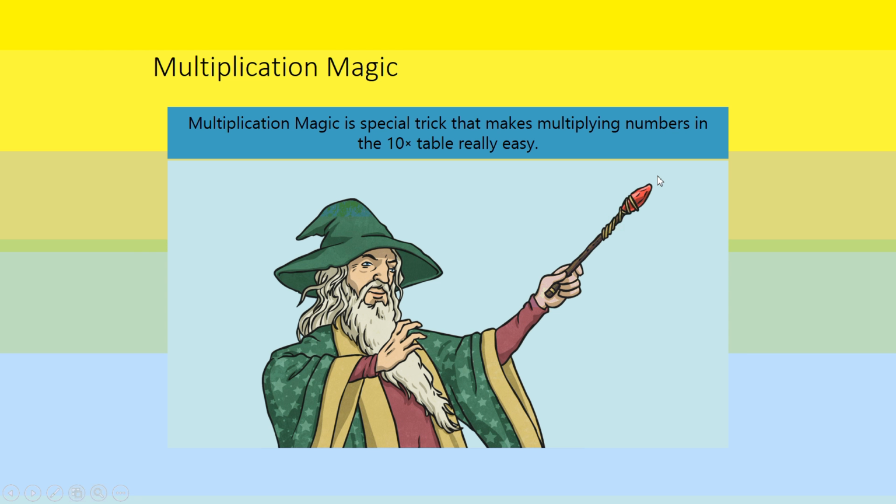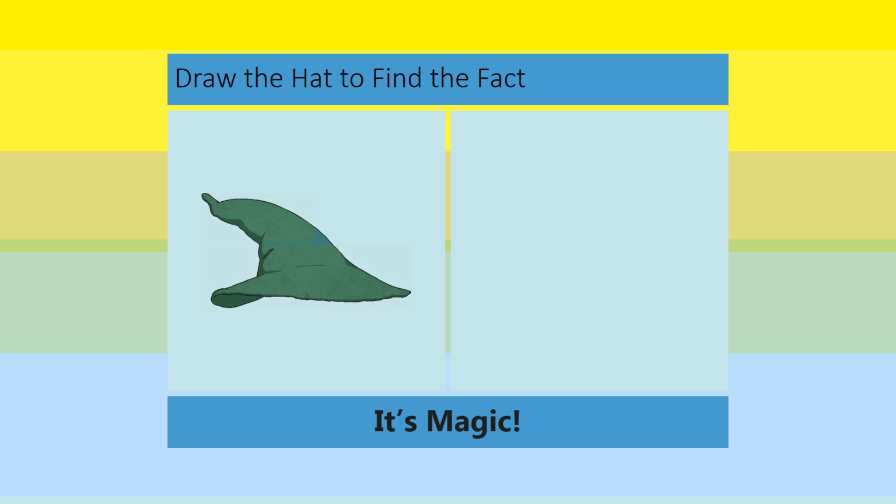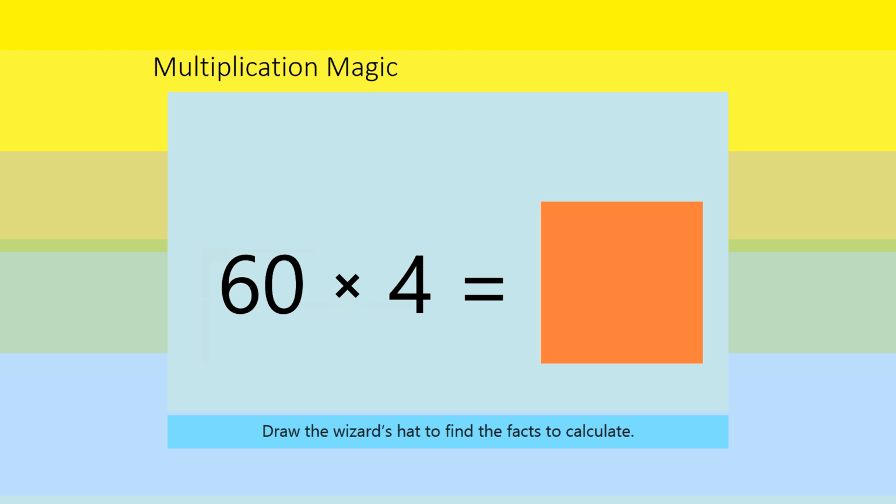Okay, let's carry on with our lesson now. We're going to be thinking about multiplication magic. Now I'm going to show you a special trick that makes multiplying numbers in the 10 times table really, really easy. Now, sometimes we can be presented with questions that look really, really tricky, but we're going to find a way to make it a little bit easier by drawing a magician's hat. Okay? So we've got a little sum here, which looks like it can be quite tricky, but we can make it a little bit easier.